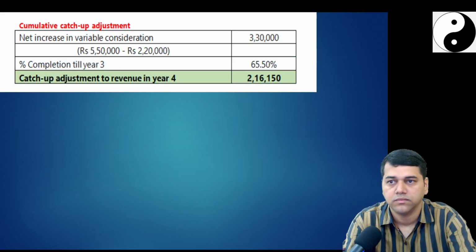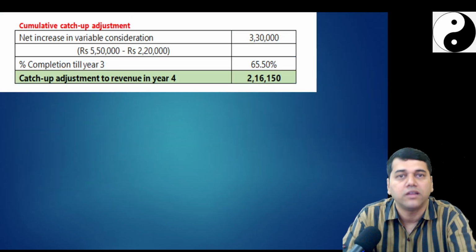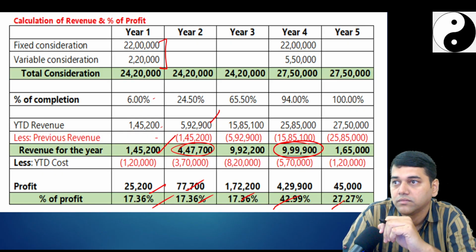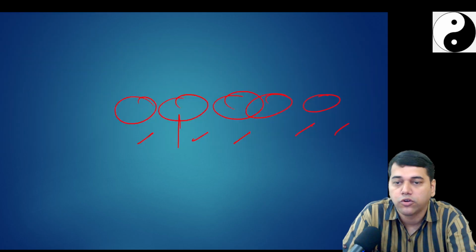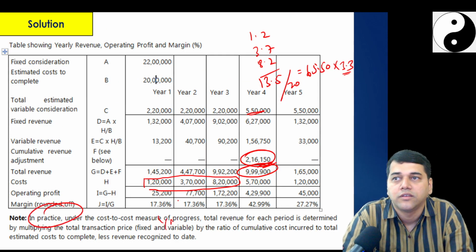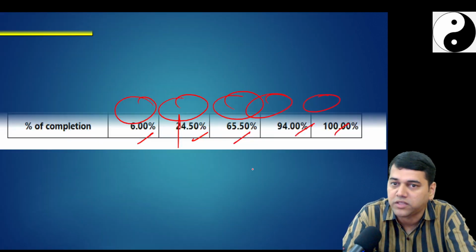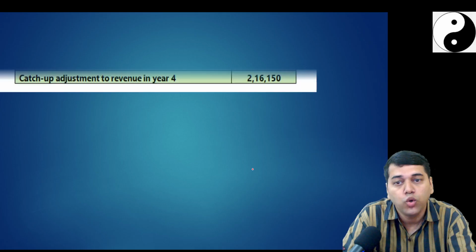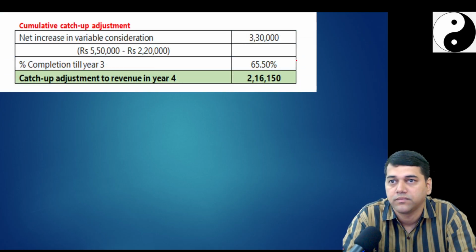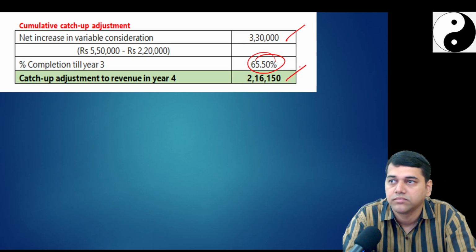Yes. Now cumulative. Okay, if at all the question is silent on which method to follow, the Institute has also given a note, no? See here, they said in practice people do follow the YTD method. If the question is silent, you can follow this method, which is much simpler, and do one cumulative adjustment only, for the sake of note, which is 3,30,000 extra consideration and 65.5% is complete. Are you clear?